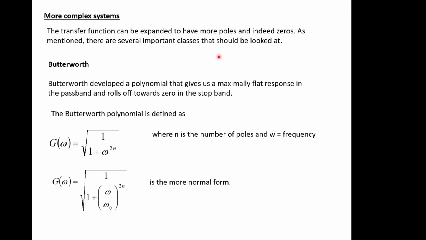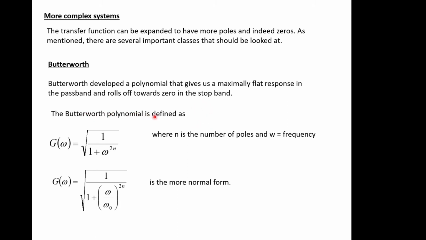But they're useful, and people better at maths than I have done all this and solved the equations and told us what's going to happen. And one of them you've probably heard of is the Butterworth equation. So Mr. Butterworth, probably Professor Butterworth, developed a polynomial that gives us a maximally flat response in the pass band and rolls off towards 0 in the stop band. So if you want a really, really flat response in the pass band, the Butterworth filter is the way to go for it. But we pay for this with quite a complex equation.